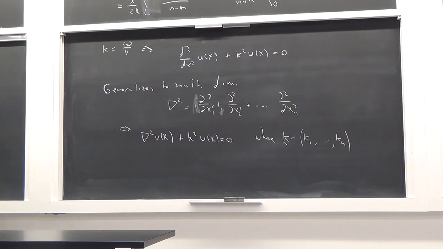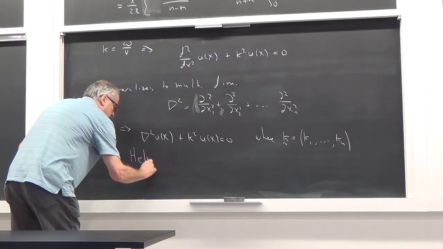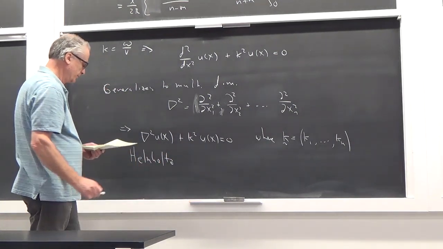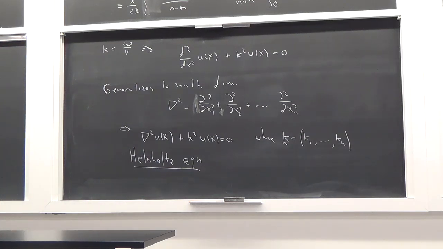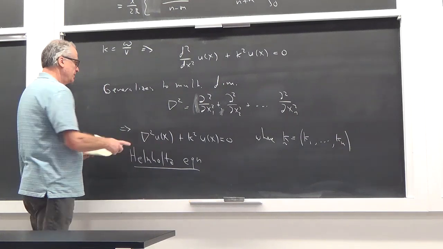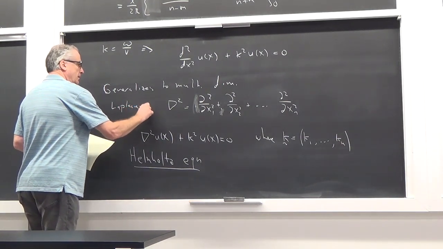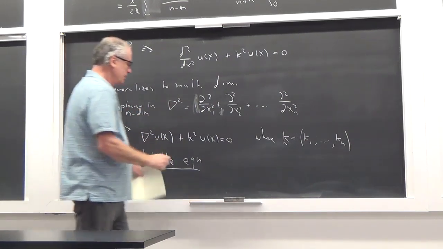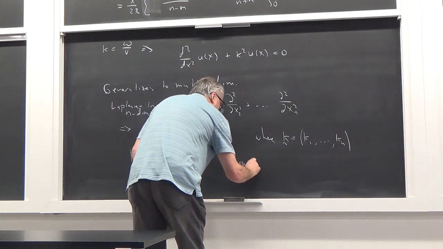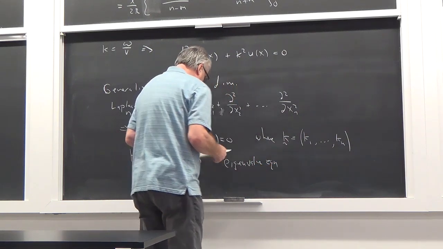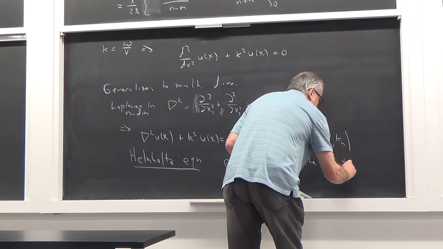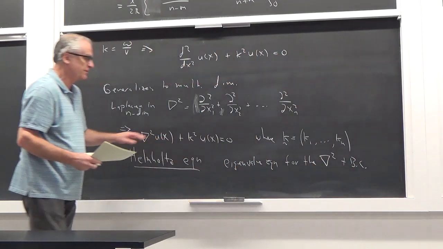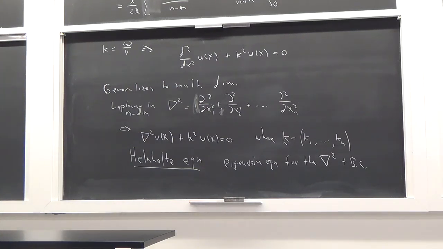So an equation of this form has a name, it's known as the Helmholtz equation. Since it has to do with waves, it's very clearly an important equation. It's effectively an eigenvalue equation for the Laplacian operator, so del squared is the Laplacian, plus whatever boundary conditions we have. So you know, to completely specify the problem, you have to specify the boundary conditions. They're important.